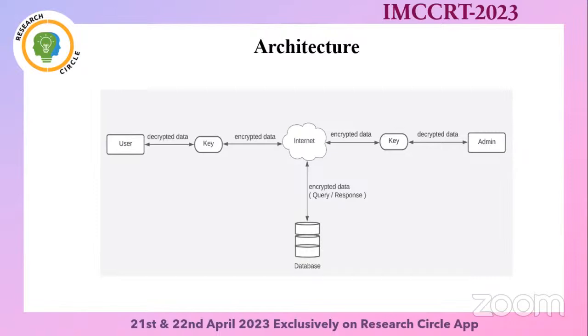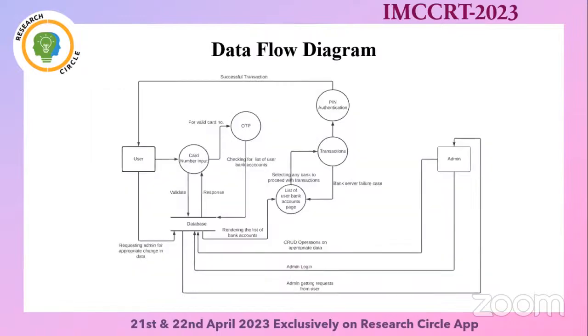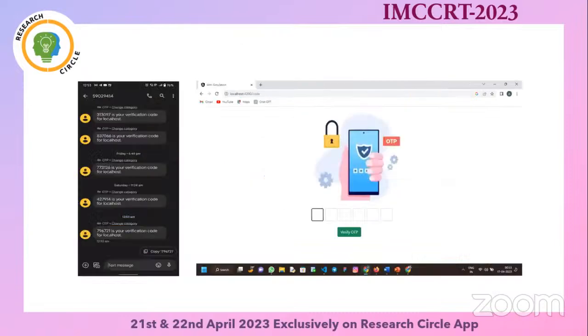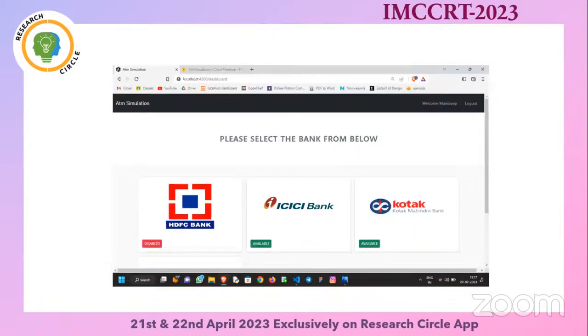So the next option for us is to go for the ATM for performing any transactions. What I have developed looks like this, but as it is a simulation project, instead of the card I have taken the card number as input, followed by OTP authentication, and then it will be redirected to the list of banks page, where we can see the labels near the bank logos that say disabled or available.